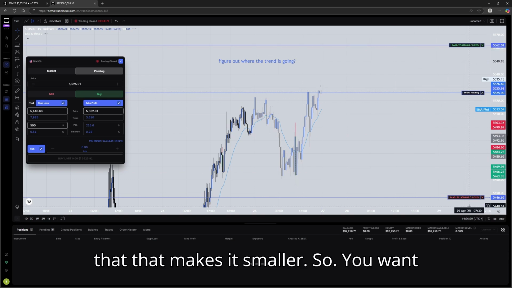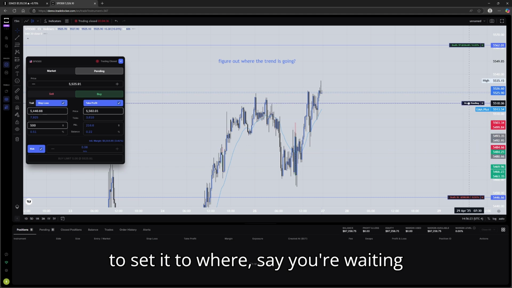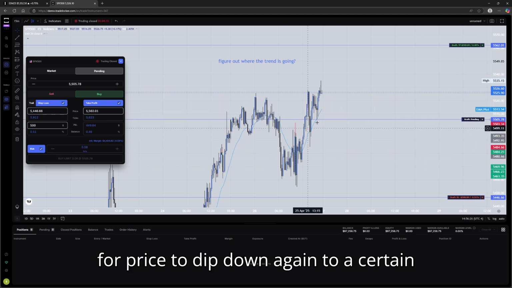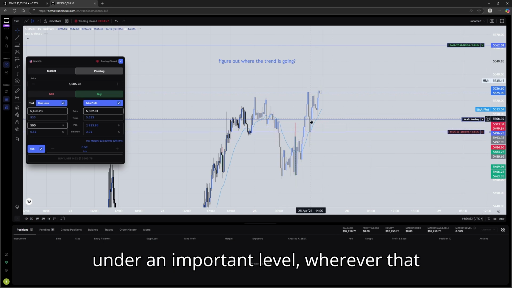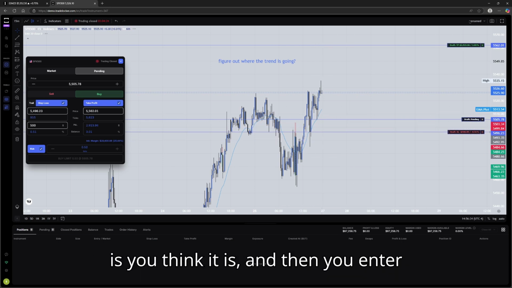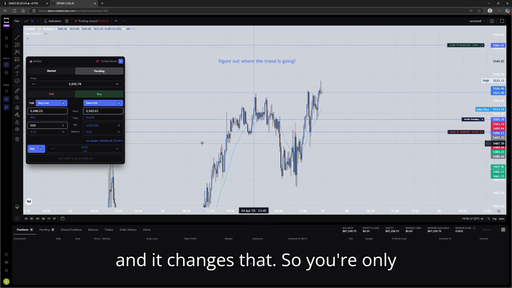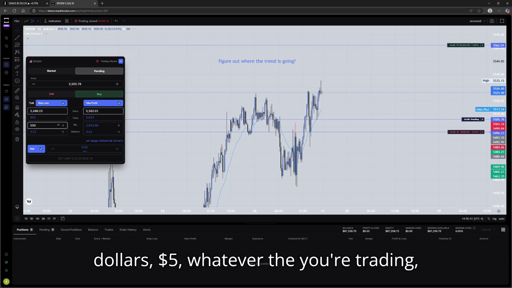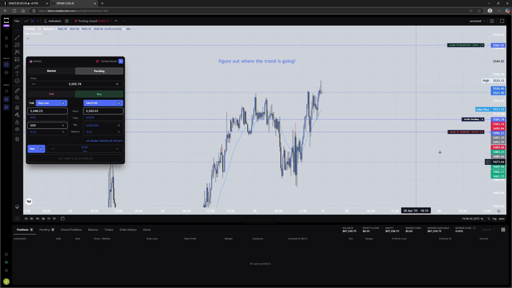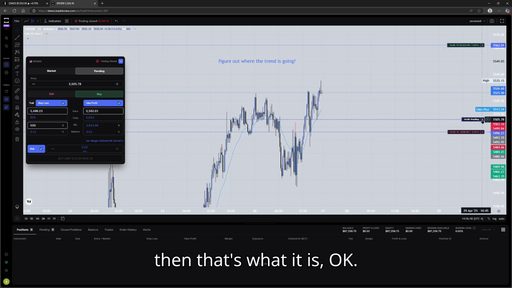That makes it smaller. So you want to set it to where, say you're waiting for price to dip down again to a certain level. Okay, you set it there. You put this under an important level, wherever you think it is, and then you enter, and it changes that. So you're only risking 500, 1,000, 1,500, $10, $5, whatever you're trading. Then that's what it is.